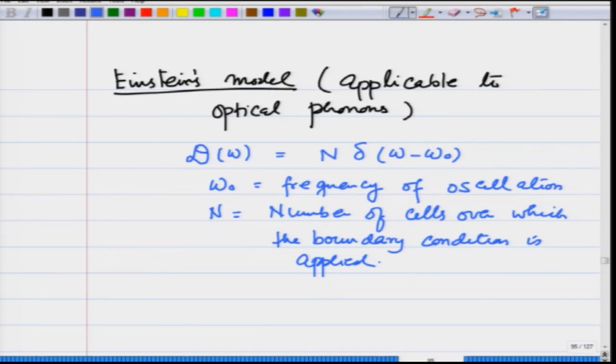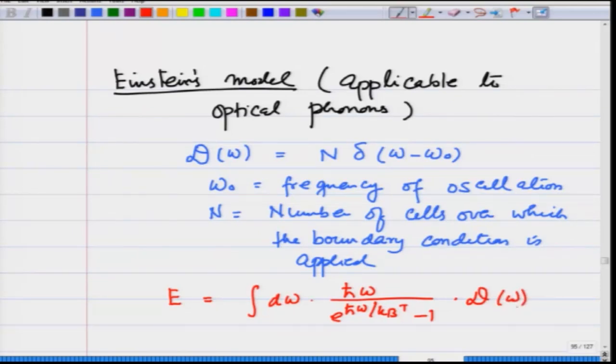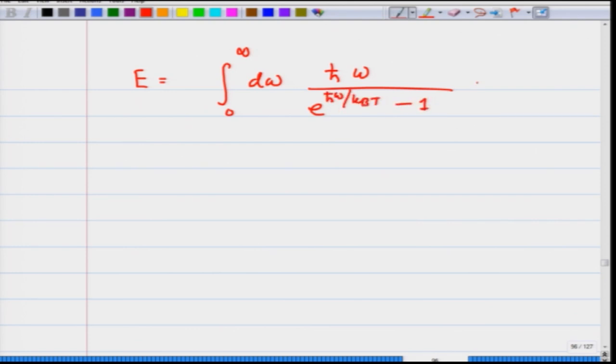This is for one particular mode, this is an optical mode we are talking about. It could be a transverse mode or a longitudinal mode. Total number of modes is going to be 3N. So, in this case, when I calculate, the total energy is going to be equal to the integration over all omegas of the average energy of this mode times d omega, from 0 to infinity. So E will come out to be the integral from 0 to infinity of d omega, h cross omega over e raised to h cross omega over k b T minus 1. D omega now is N times delta of omega minus omega 0.